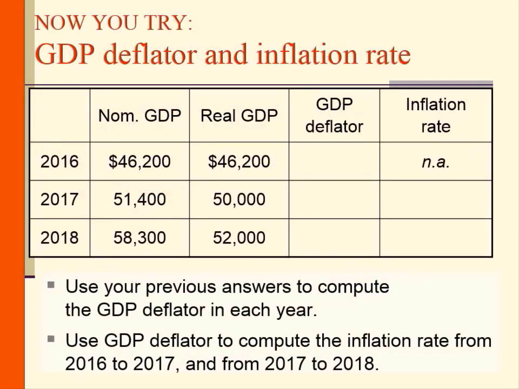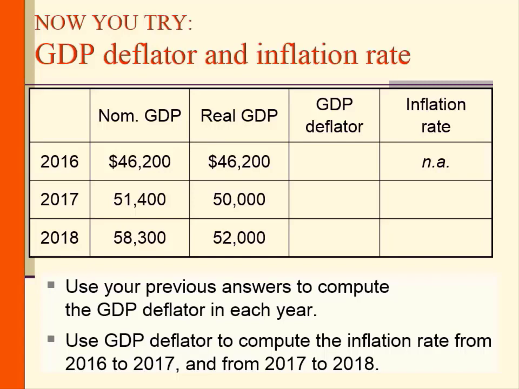Now, based on the previous exercise, first calculate GDP deflators for 2016, 17, and 18. Based on that, you can use the GDP deflator as the proxy for price level. We can calculate the inflation rate for 2017 and 18. For 2016, because there's no 2015 GDP deflator available, the inflation rate cannot be calculated, but you can calculate the inflation rate for 2017 and 18 with respect to the previous years.